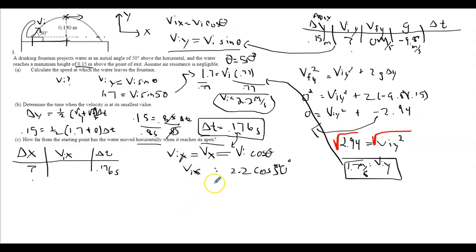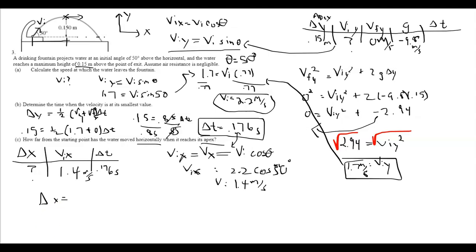So that's the x. When you do that, you get V_ix is 1.4 or so. So when you get 1.4 meters per second, that goes in this box. And then we're just looking for delta x. There's only one equation for delta x.